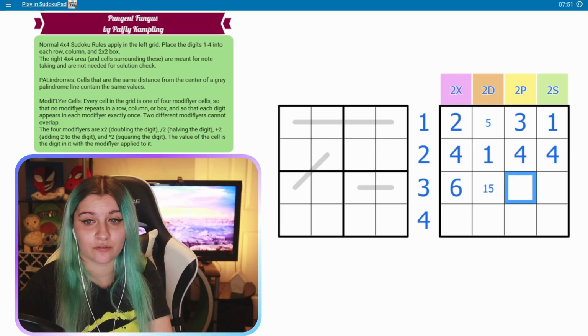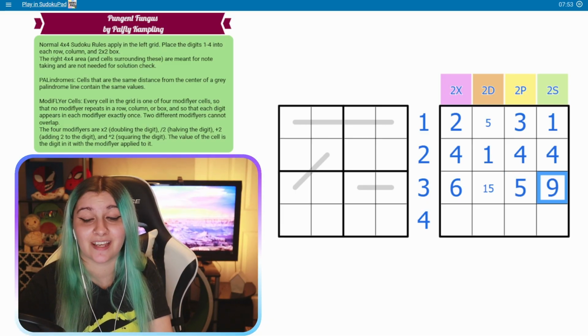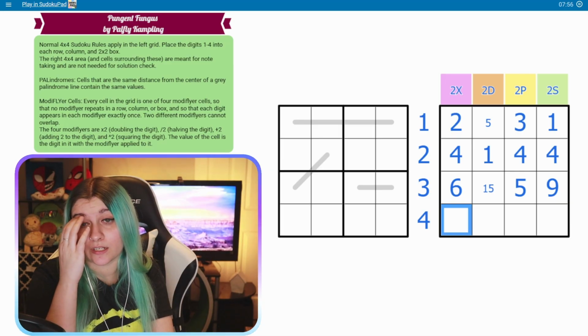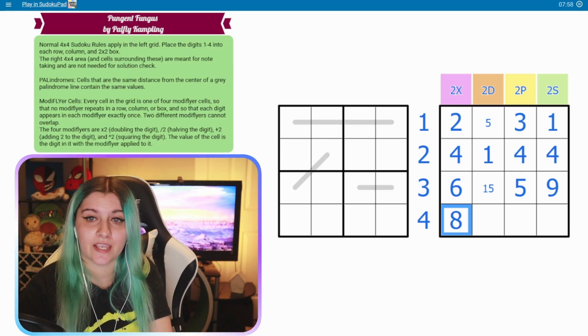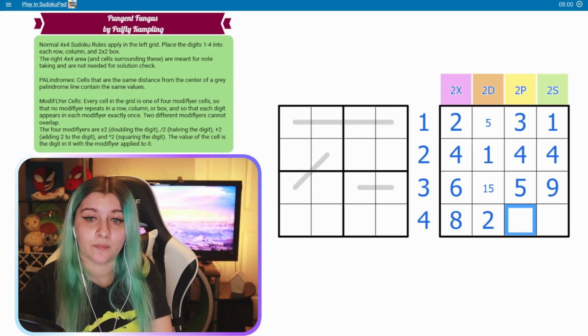2, this is plus 2, which becomes 5, and squared becomes 9. 4 times 2 is 8. Divided by 2 is 2. Plus 2 is 6, and squared is going to be 16.